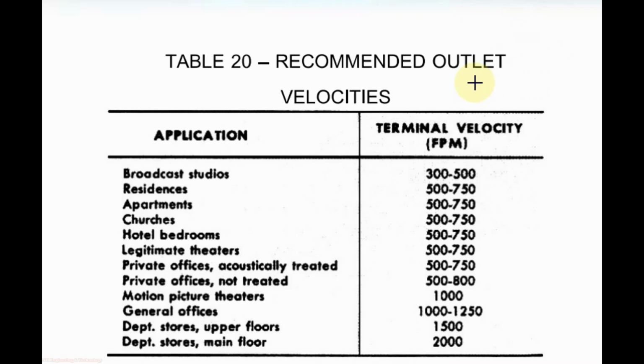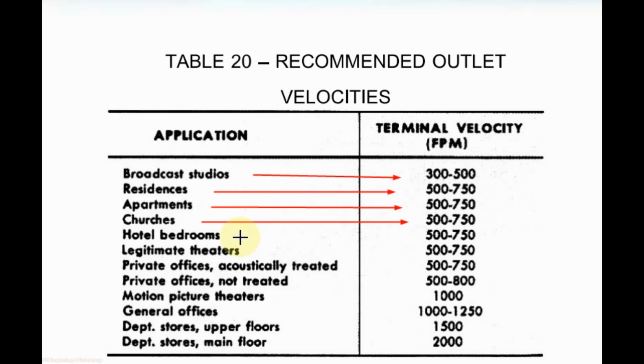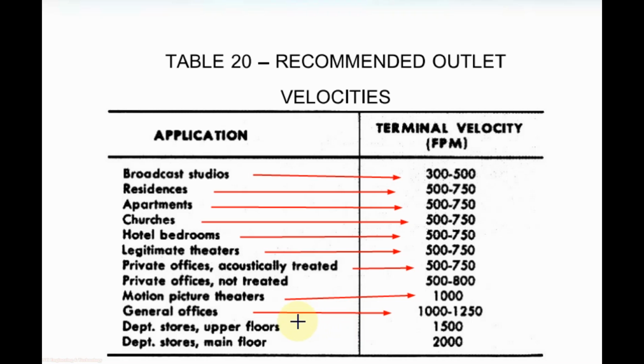These are the recommended neck velocities from the Carrier Handbook. For broadcast studios, the neck velocity is 300 to 500, for residence 500 to 700, for apartment 500 to 700, churches and mosques 500 to 750, hotel bedrooms 500 to 750, theaters 500 to 750, private offices 500 to 750, motion picture theaters 1000, general offices 1000 to 1250, department stores upper floor 1500 and department store main floor 2000.